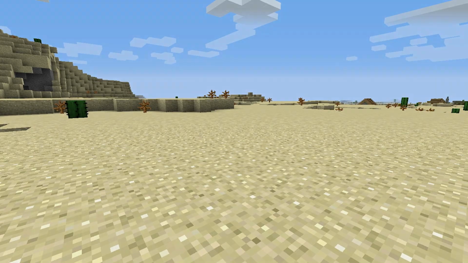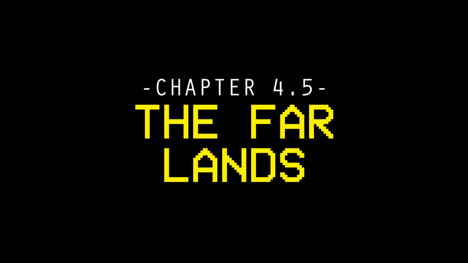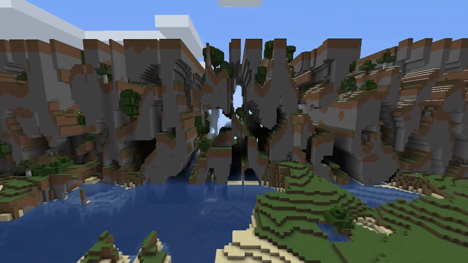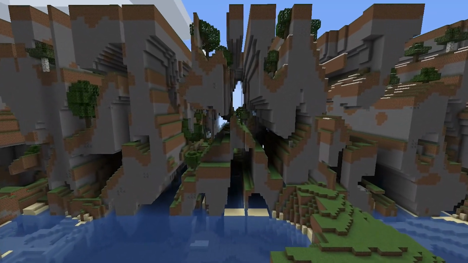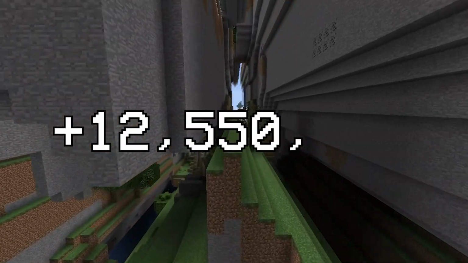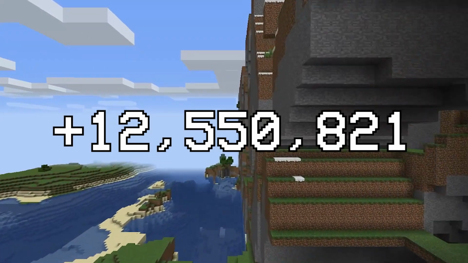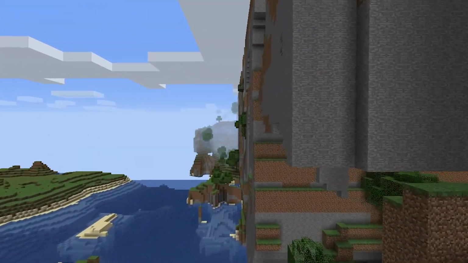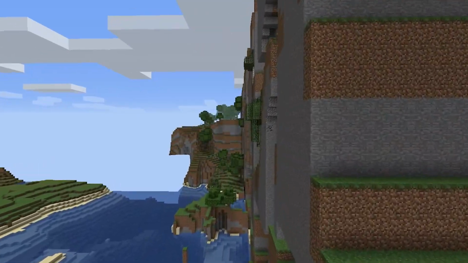Now, here's a last one that isn't super useful, but it can definitely help in some very specific scenarios. The Farlands. Most of you probably know what they are. In fact, I think I've explained them in a video at some point, but essentially, the Farlands were a bugged section of terrain that occurred when the player's X or Z coordinates exceeded 12,550,821, or thereabouts, at which point the game hits its 32-bit integer limit and started really screwing things up.